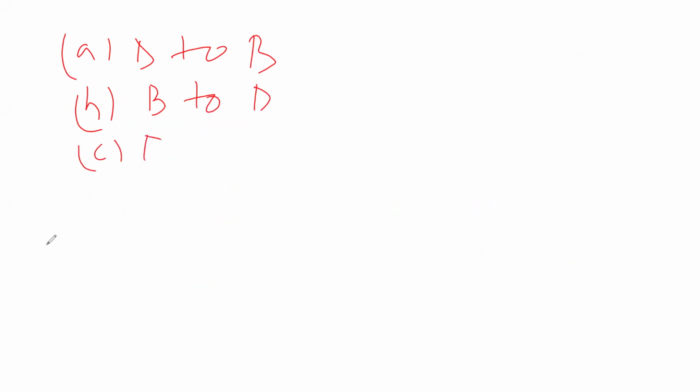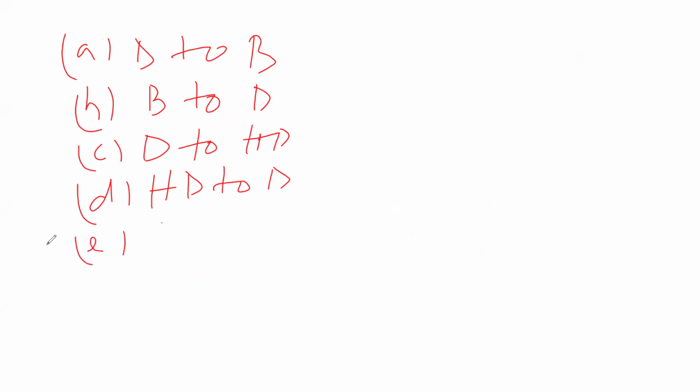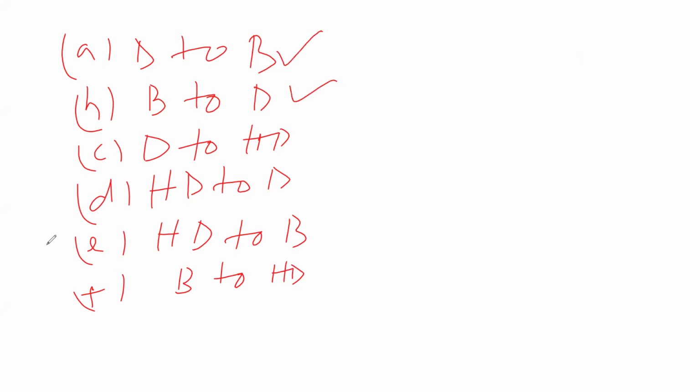Now the third one is decimal to hexadecimal, and the fourth one is hexadecimal to decimal. The fifth is hexadecimal to binary, and binary to hexadecimal. Now these two we have done. Now we will do decimal to hexadecimal.